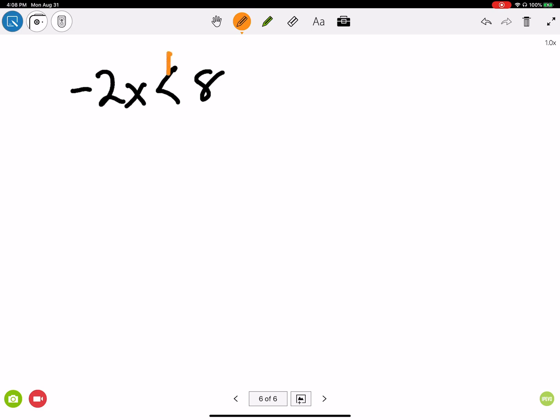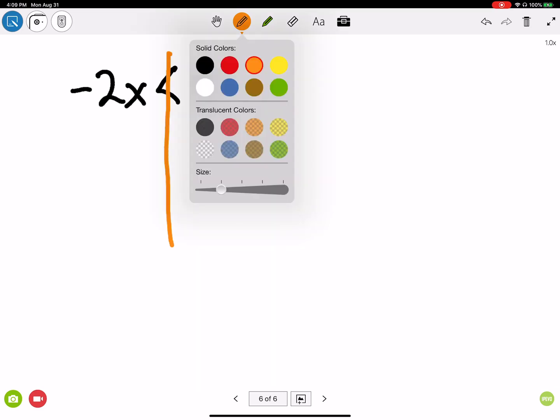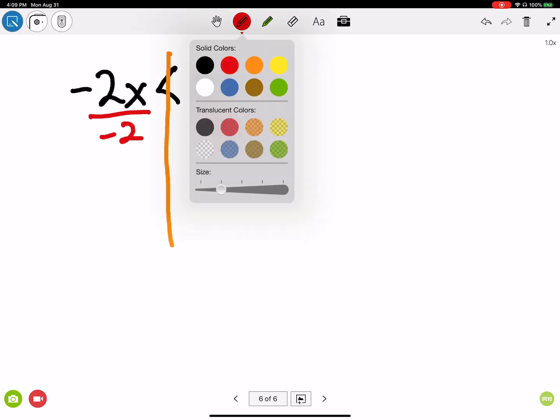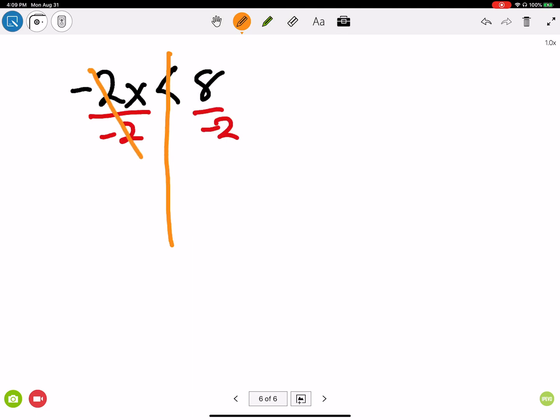Now, some of you might be saying, well, what if I just divided by 2? Well, if I divide by 2, that's fine. I'm going to show you what happens if you divide by 2 as well. So if I divide by negative 2, remember, negative 2 is the opposite of 2. So I want you to think about that. If I divide by negative 2, these negative 2's cancel out. I'm just left with x. 8 divided by negative 2 is a positive divided by a negative. A positive divided by a negative is a negative, and 8 divided by 2 is 4.